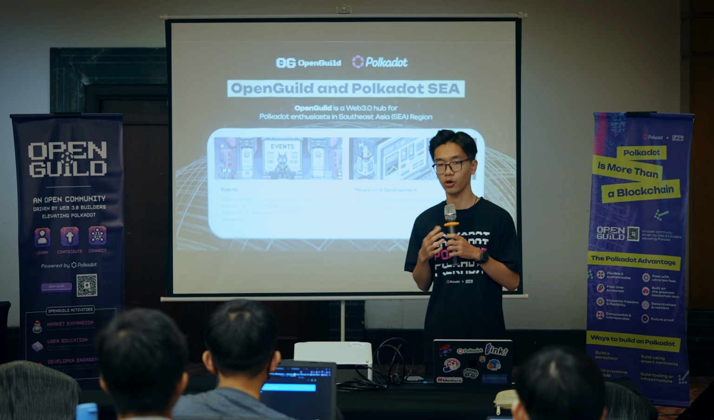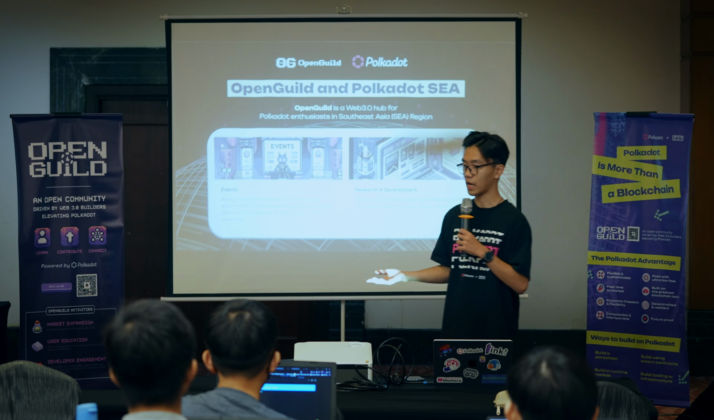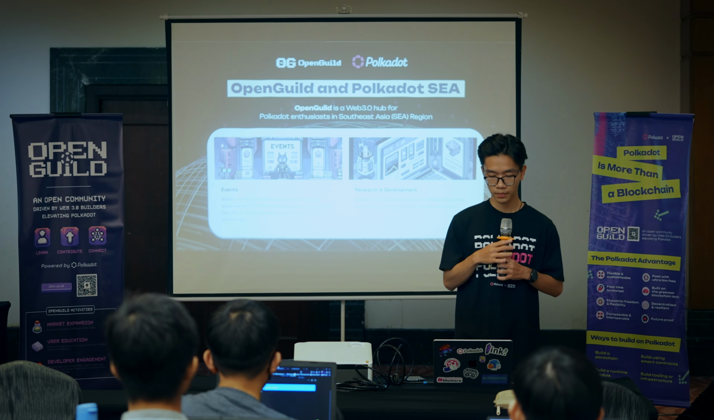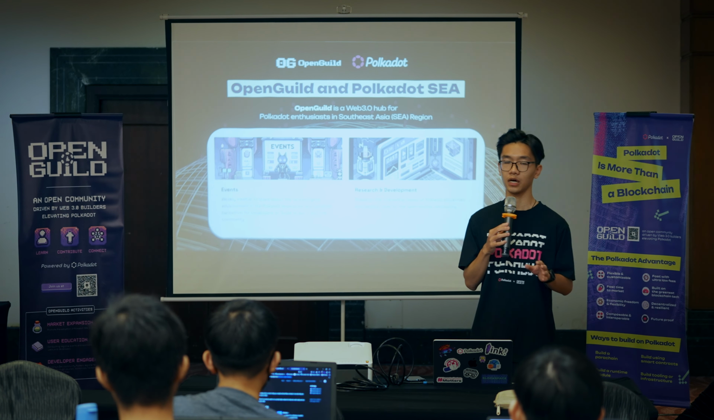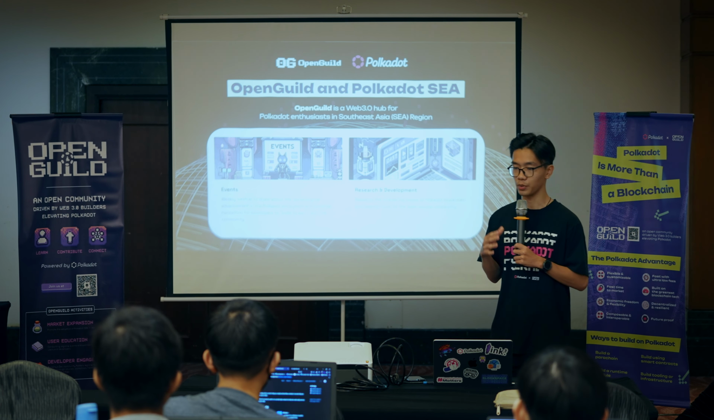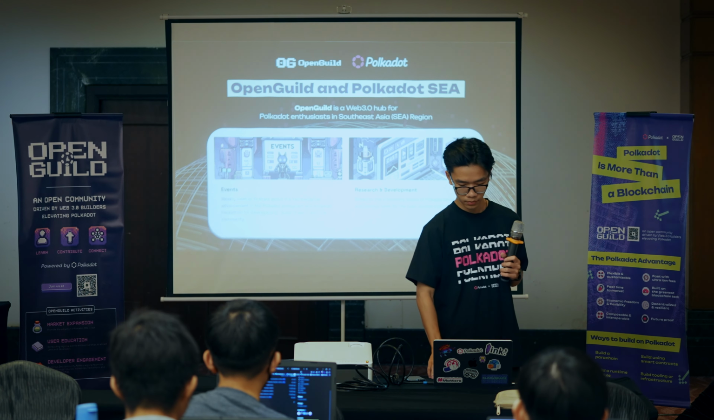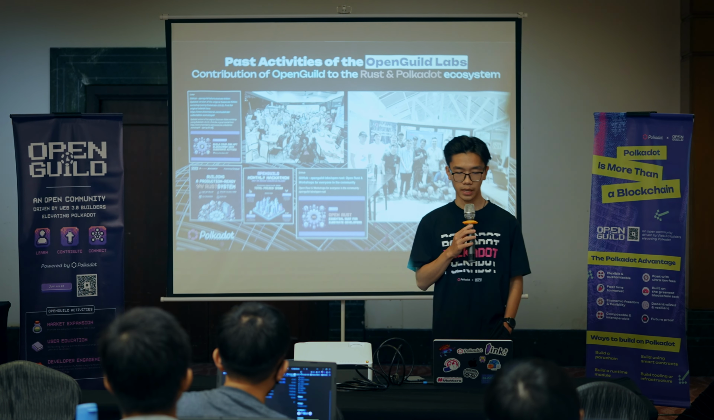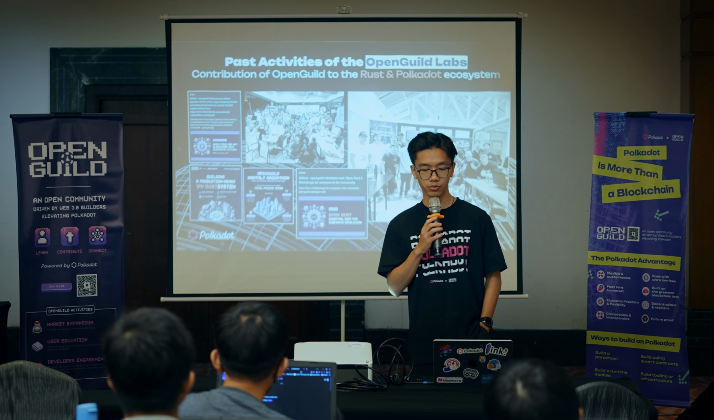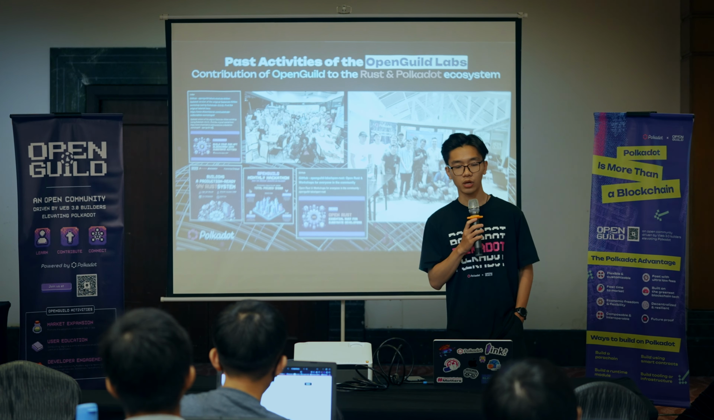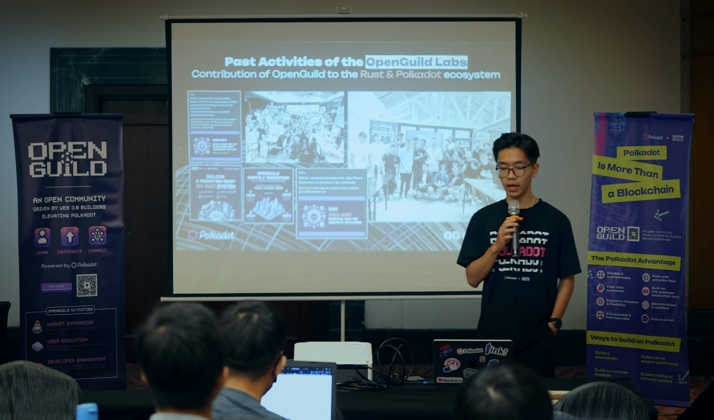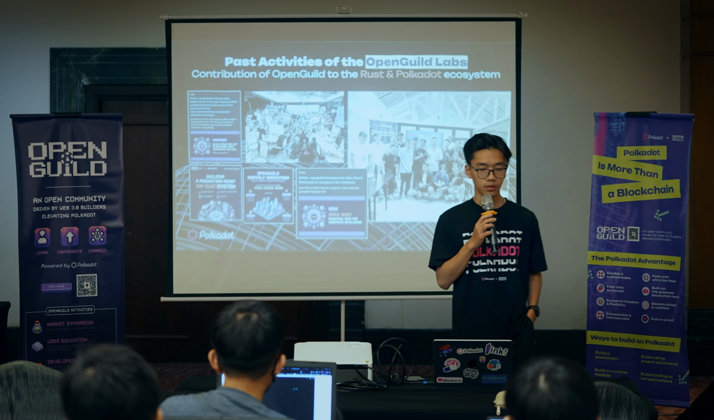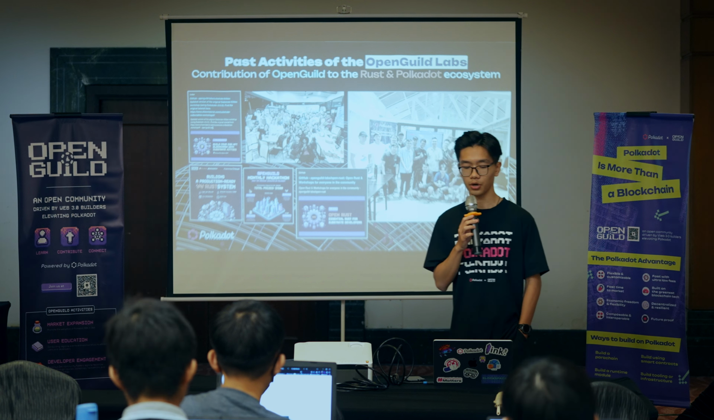In OpenGuild, we host a lot of events and workshops, for example this workshop at Malaysia Blockchain Week, and we also do research and development. We develop a lot of open source libraries and tools to contribute back to the Polkadot ecosystem. Here are some past activities of the OpenGuild lab. We contribute to the Rust and Polkadot ecosystems at the same time, developing courses for learners and Web3 builders in our community, and in the Polkadot ecosystem, to learn more about Rust and Polkadot.